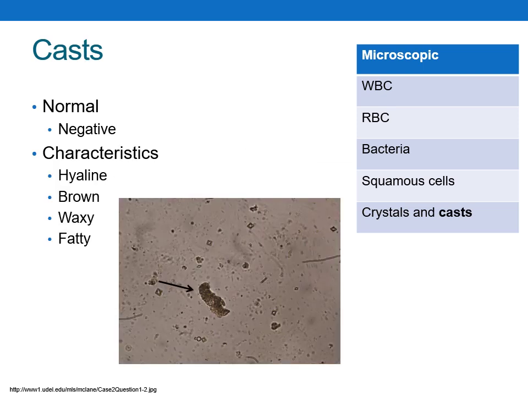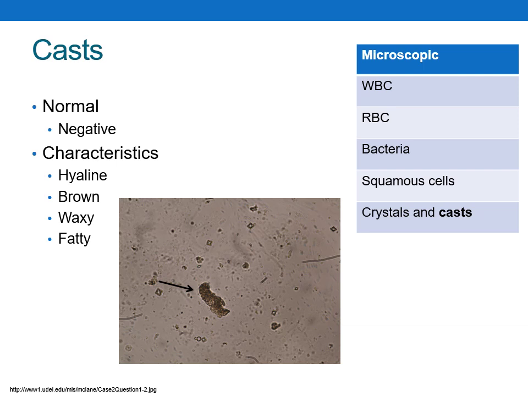So casts can be similar to crystals in the fact that they're not normally present in the urine. However, when they are, they can be helpful for diagnostic purposes. So I've listed a few characteristics. It's not an all-inclusive list, but I wanted to go through a few examples of types of casts that might be listed in a UA and what those might represent.